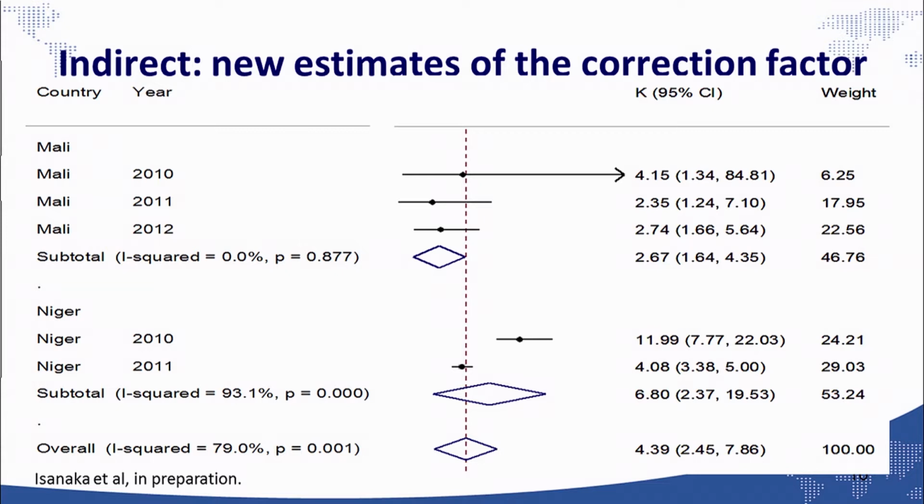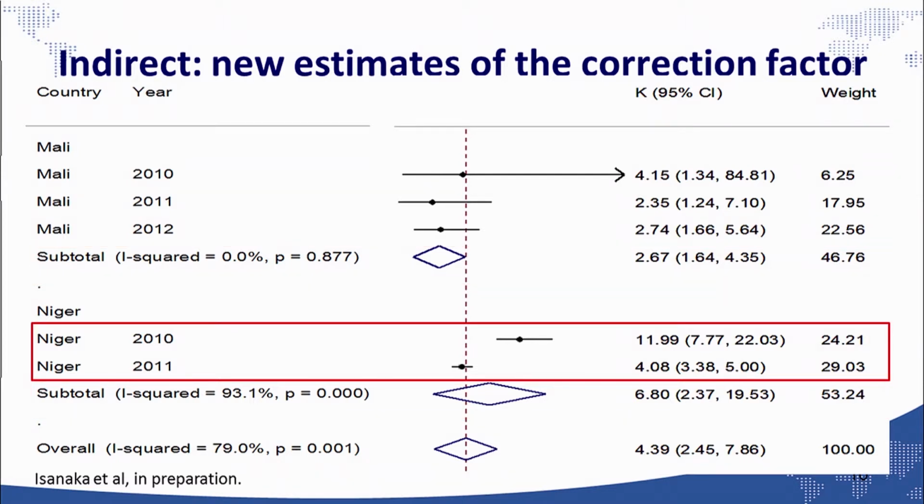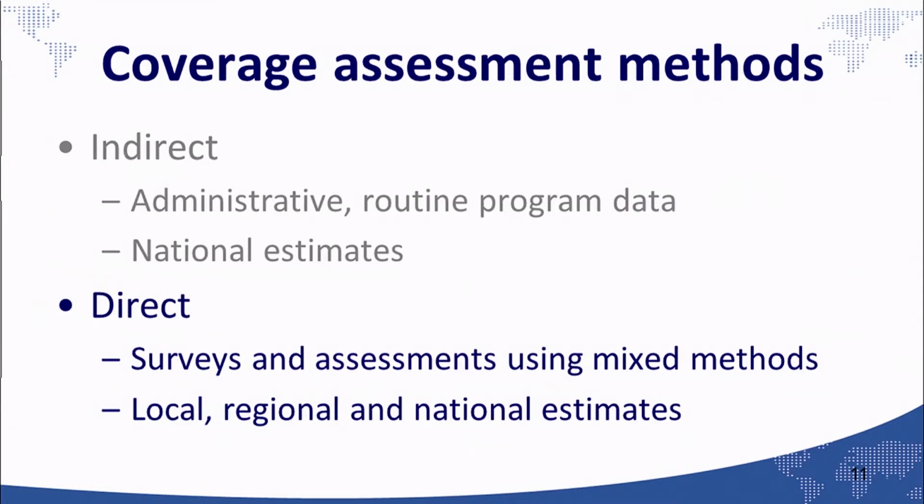What we see so far is that there in fact does not seem to be a universal or common correction factor. In Mali, we have estimated a correction factor of 2.67, and in Niger, 6.8. And the data from Niger also seem to suggest that even within a country, the correction factor that we aim to estimate may vary. Hopefully, some interesting new discussion and operational guidance will be able to follow from this initial work.